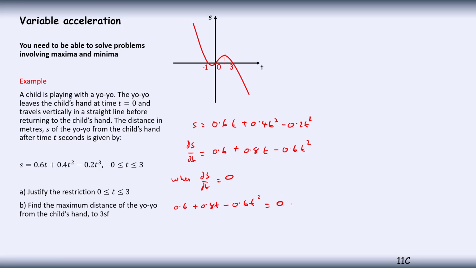Again, I'm going to multiply it by 5, to get nicer numbers. So I've got 3 plus 4t minus 3t squared is equal to 0. I'm going to multiply this by minus 1, so I can have a positive t squared: 3t squared minus 4t minus 3 is equal to 0. And I'm going to solve this. I'm going to have to use the quadratic formula, which you're going to use.